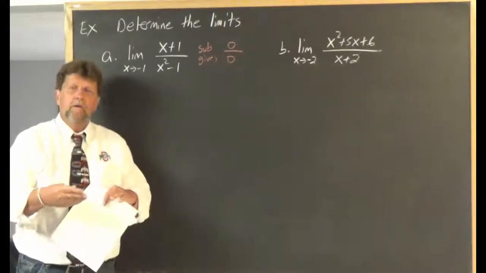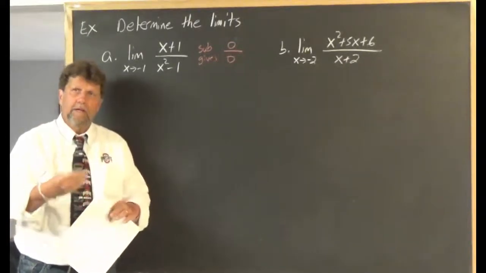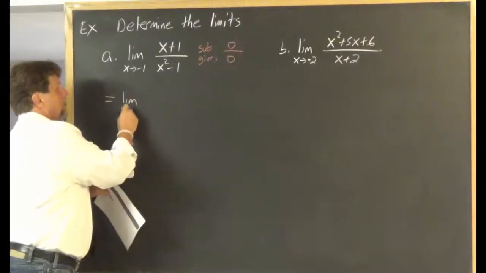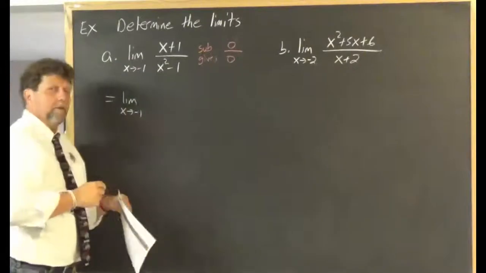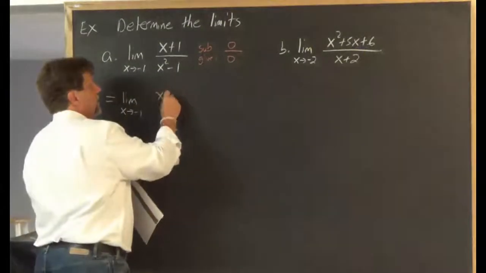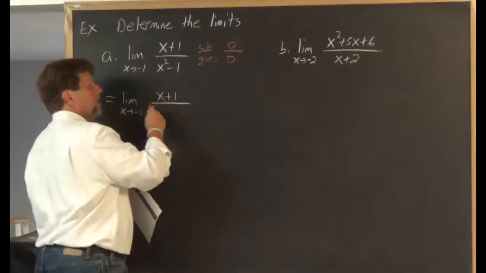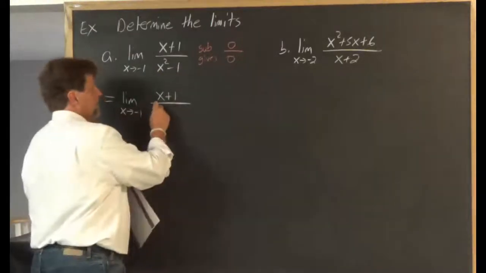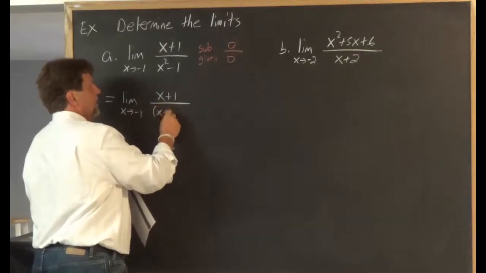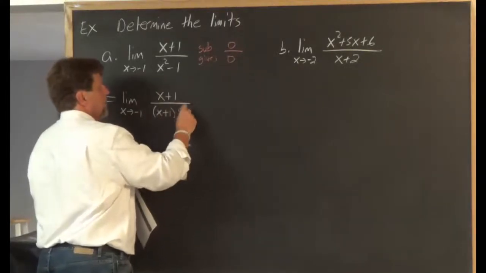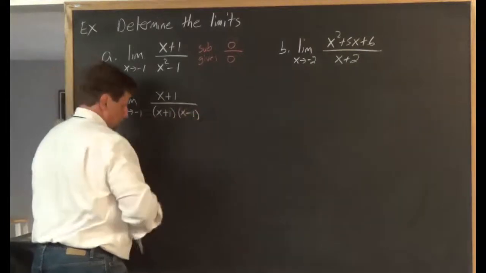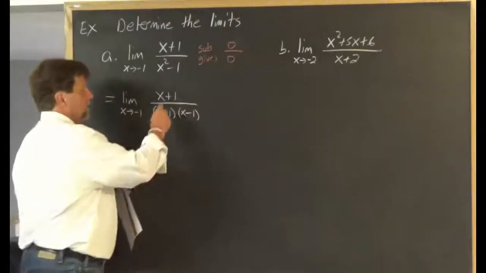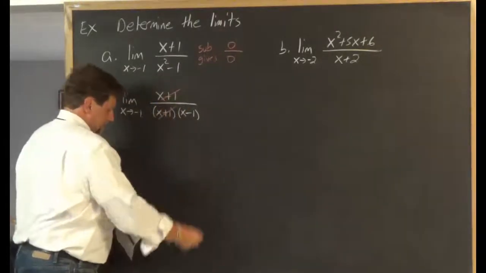No biggie. We just need to do some algebra magic. And here's what most of the algebra magic is going to be. Most of the time, our algebra magic is going to be factoring. So if you look at the denominator, x squared minus 1, that's a difference of two squares. Hopefully you remember how a difference of two squares factors. This one factors to x plus 1 times x minus 1. And as soon as we factor, we see there's some stuff we can cancel. We can cancel the x plus 1s.